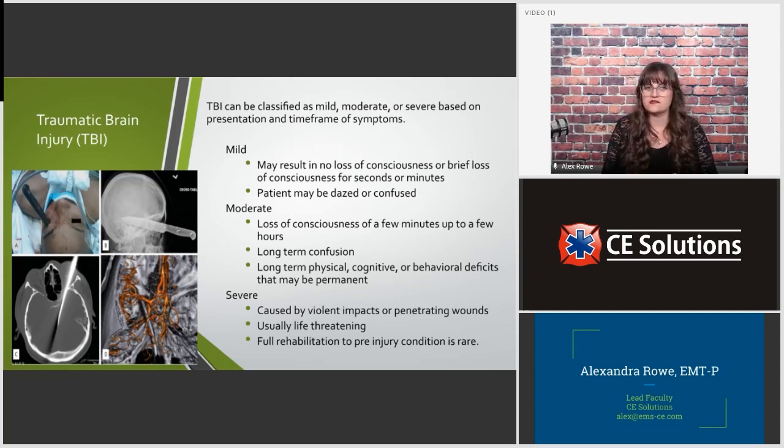Severe, obviously, is caused by violent impacts or penetrating wounds to the skull. Usually those are life-threatening, and trying to get back to normal, their full 100% self before the injury, is very rare if they've had a traumatic brain injury like this, which you can see in those pictures over there. Those are pretty significant.